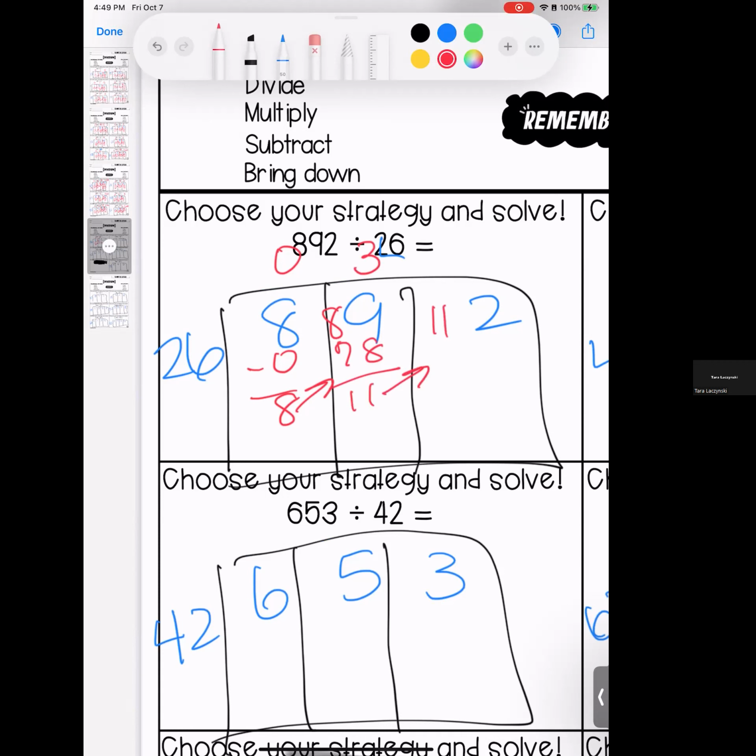That gives us 112. The closest that we can get this time is 4, which is 104. And when we subtract that, we're left with 8. Our answer is 34 with a remainder of 8.